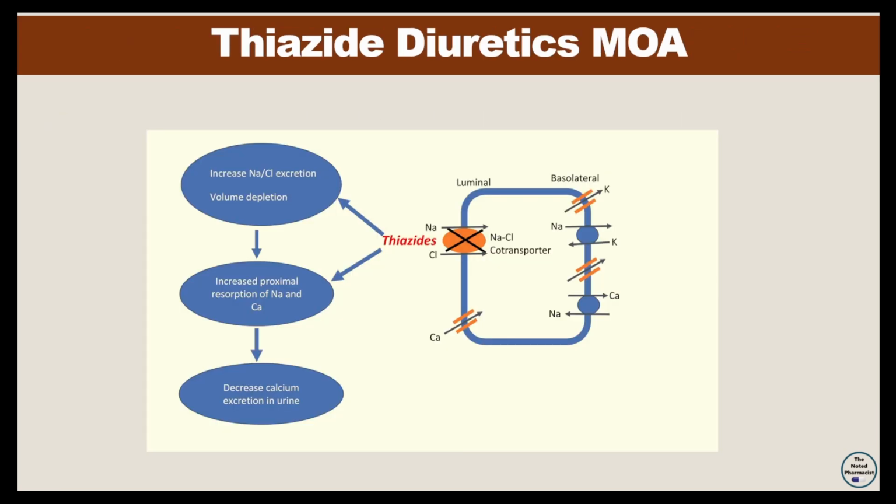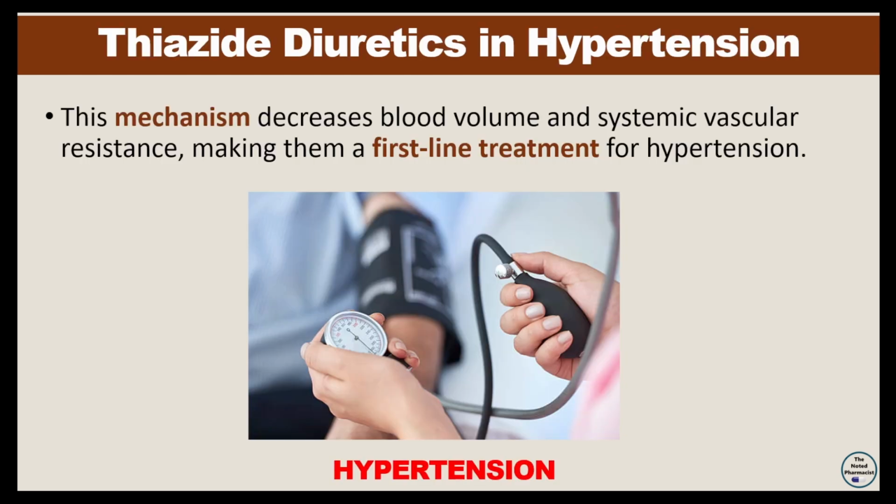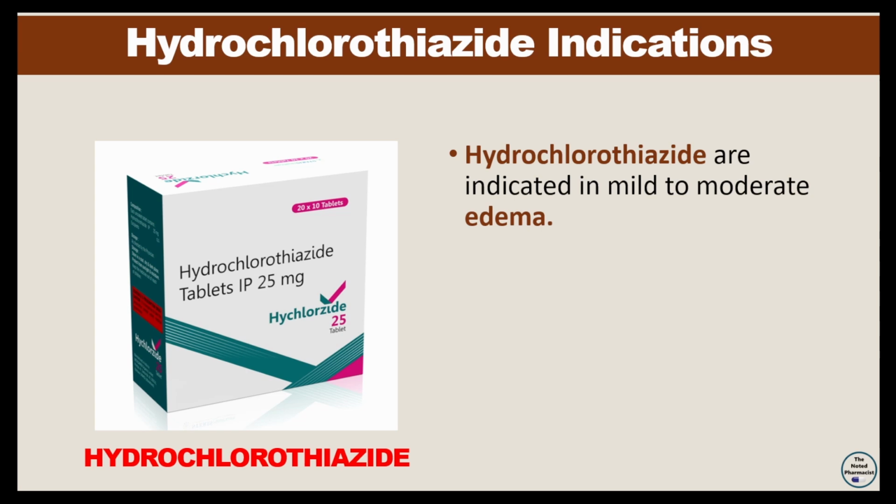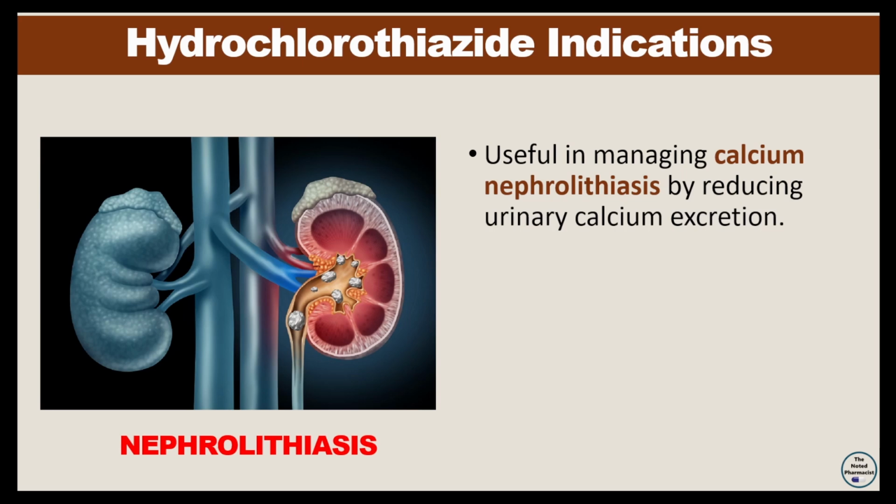Thiazide diuretics target the distal convoluted tubule, where they inhibit the sodium chloride importer, reducing sodium reabsorption and promoting diuresis. This mechanism decreases blood volume and systemic vascular resistance, making them a first-line treatment for hypertension. Additionally, drugs such as hydrochlorothiazide are indicated in mild to moderate edema. These drugs are particularly useful in managing calcium nephrolithiasis by reducing urinary calcium excretion.